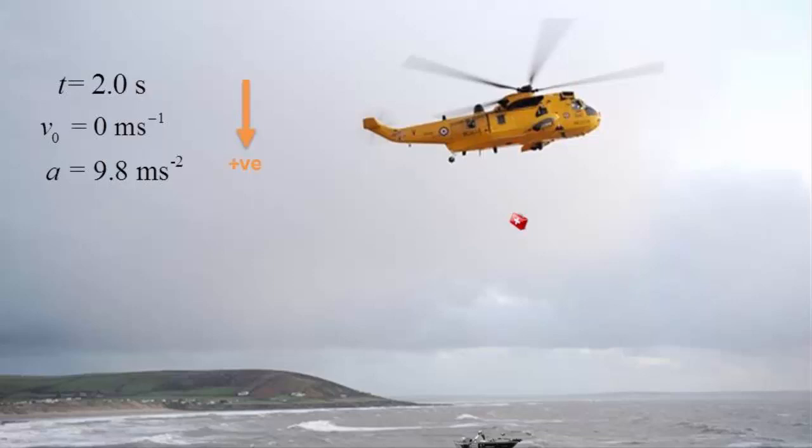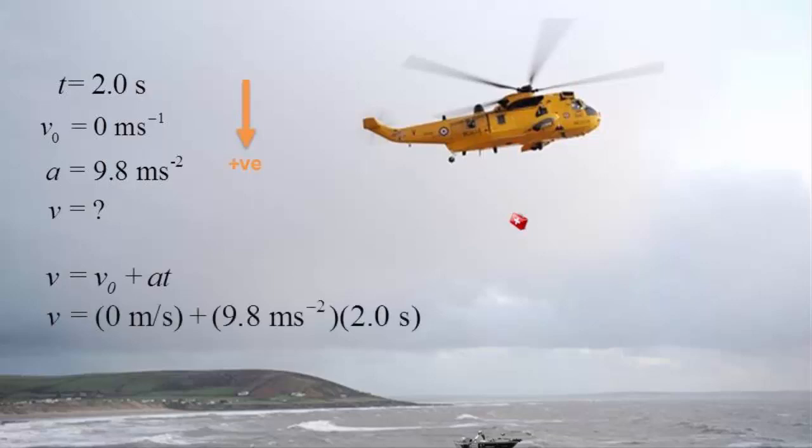We are asked to calculate the velocity when the kit hits the water, so our unknown variable here is the final velocity v. We can now apply the information we know to the equation. Since we are looking for the final velocity, we will use the following form of the equation. We then substitute the values for each known variable, then finally solve for the final velocity to give us an answer of 20 meters per second, rounded to 2 significant figures. Now you have a go at these questions.